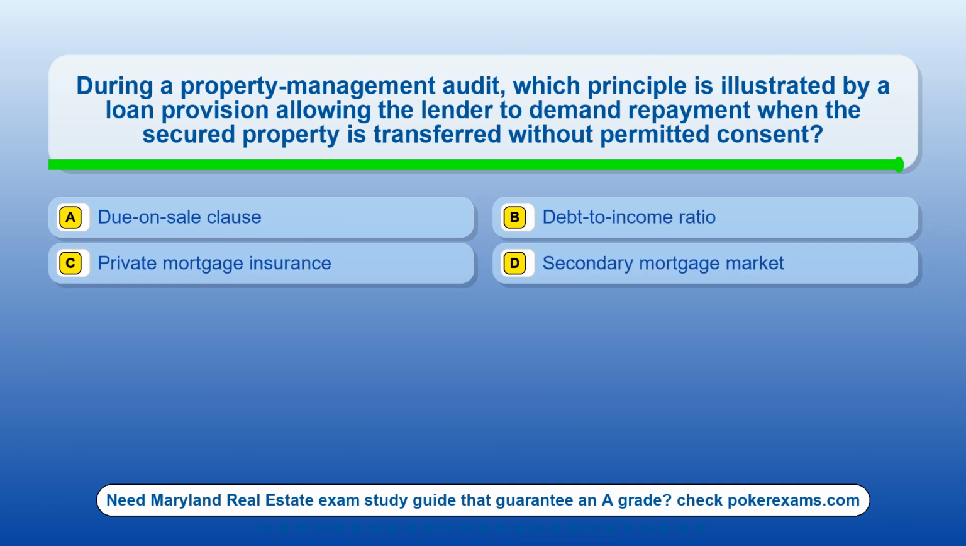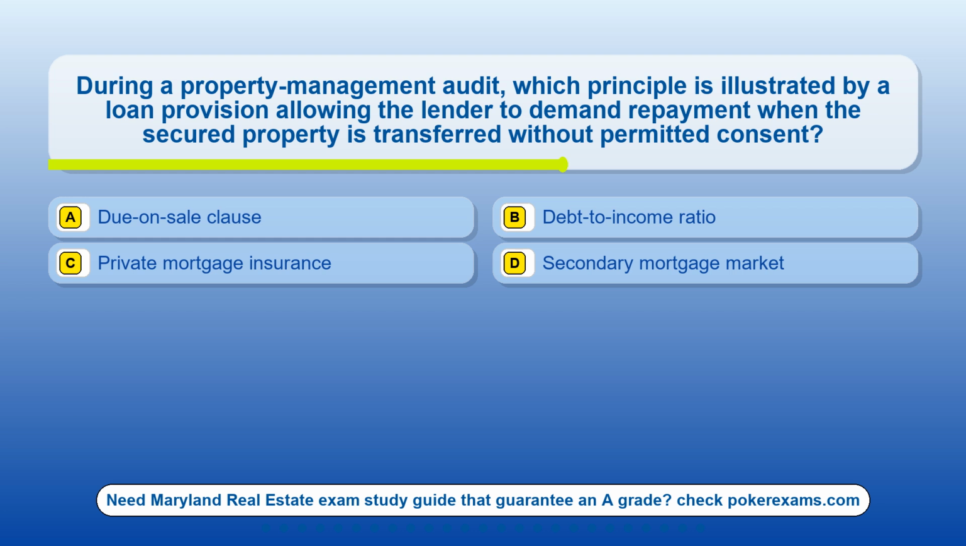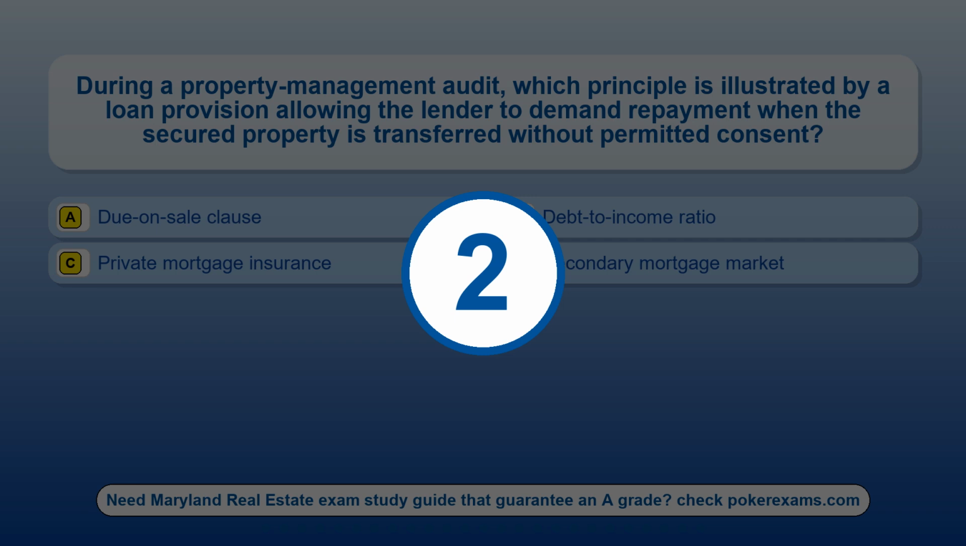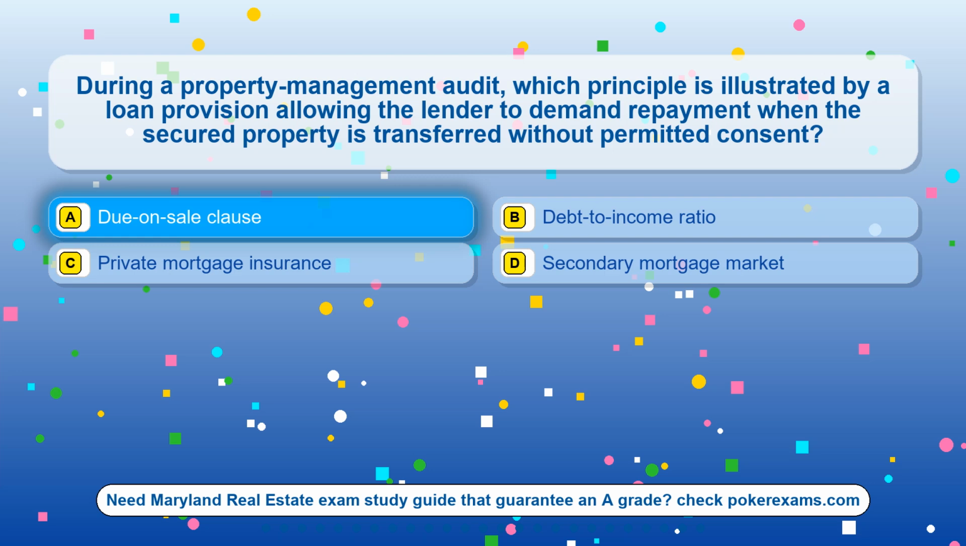Question 22. During a property-management audit, which principle is illustrated by a loan provision allowing the lender to demand repayment when the secured property is transferred without permitted consent? Option A, due-on-sale clause. Option B, debt-to-income ratio. Option C, private mortgage insurance. Option D, secondary mortgage market. The correct answer is option A, due-on-sale clause.